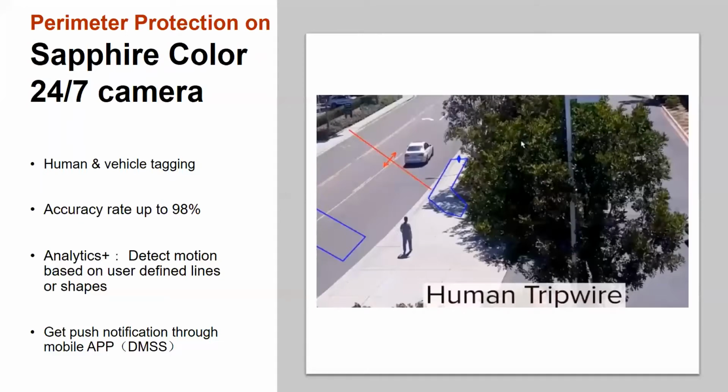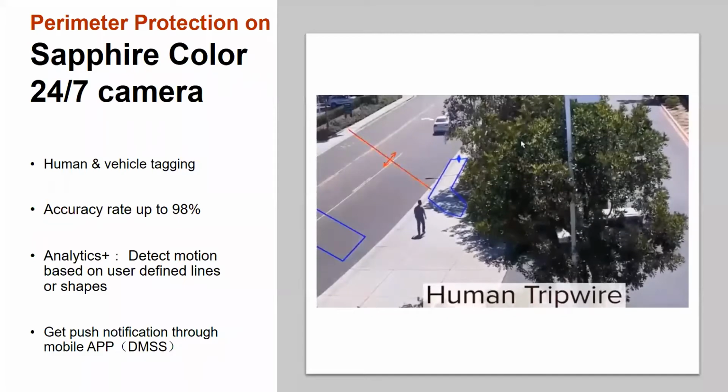Now, perimeter protection is very similar to SMD. The only difference with perimeter protection is that you would have to draw lines, and then once you draw that line, you have to determine what type of event that's going to be, whether a human event or a vehicle event. But you will have to draw the lines for perimeter protection. Here's a quick video.